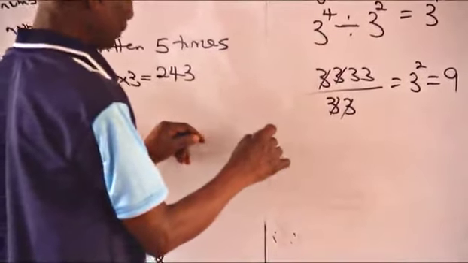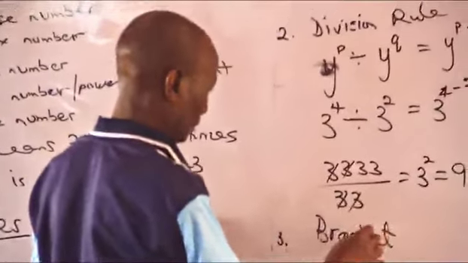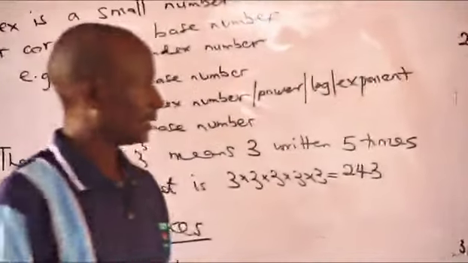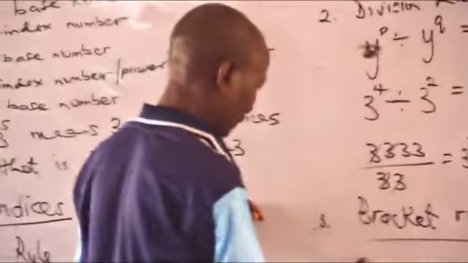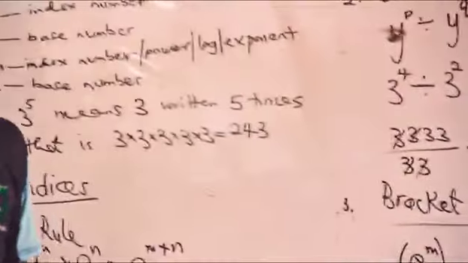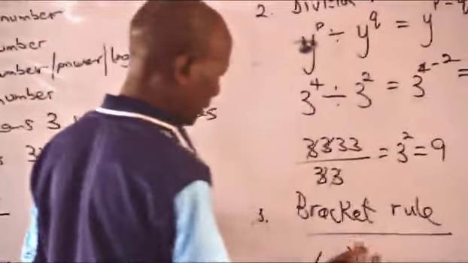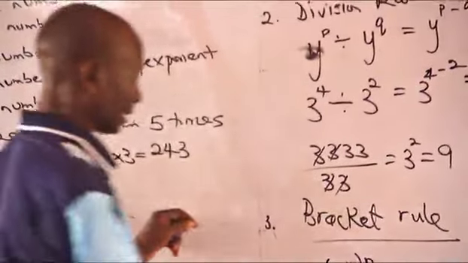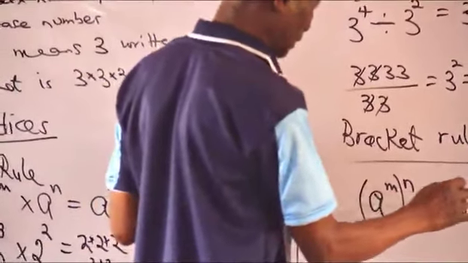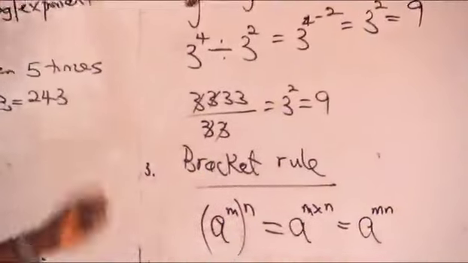Then three, we talk of the bracket rule. What we mean here is that you have an index number, say a raised to power m, and you put it inside a bracket and then raise it to another power, say power n. To solve it, I will just multiply the powers and say a raised to m times n. It's going to be a raised to power mn.